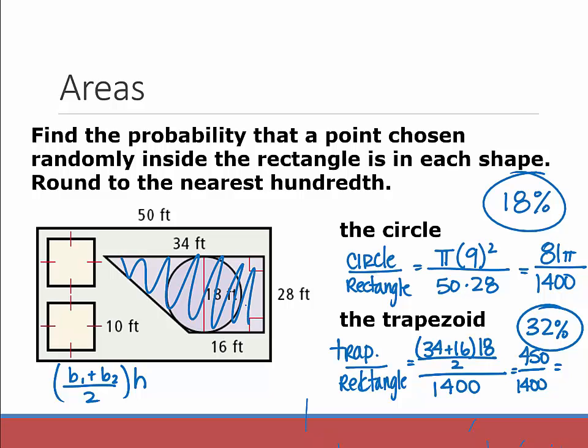Always make sure your answers make sense when you're dealing with probability. That trapezoid is big, but if you got something like 72% of the time, it's not taking up like 3/4 of the rectangle. So double check that your answer makes sense.